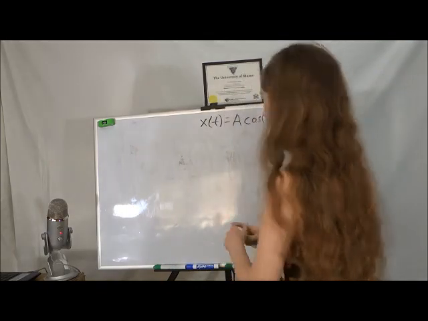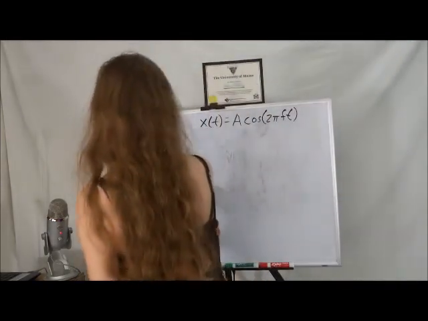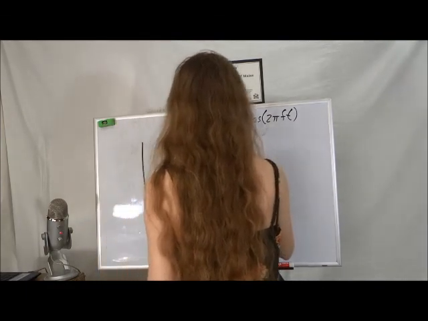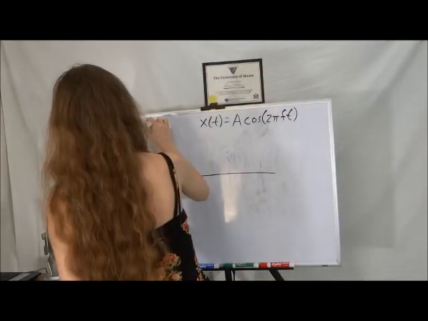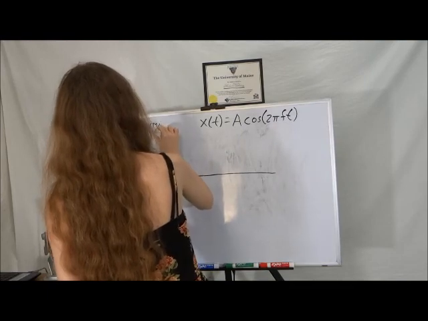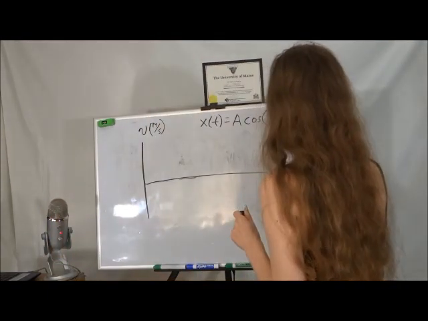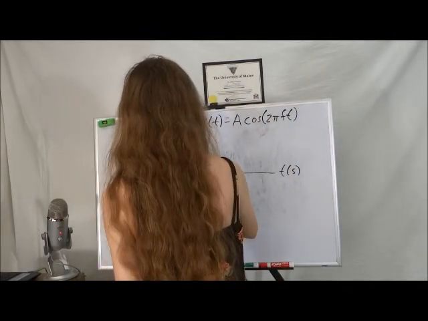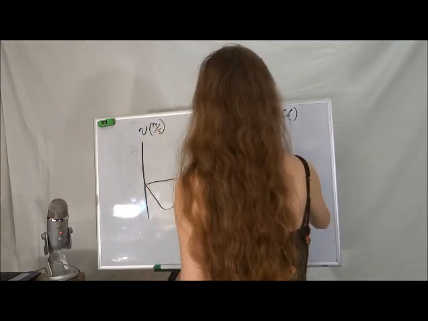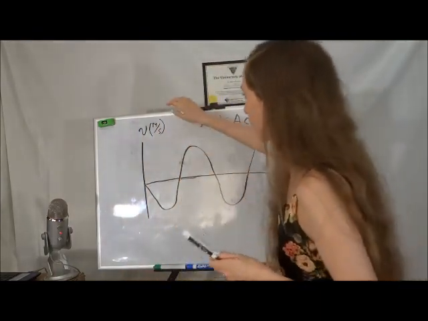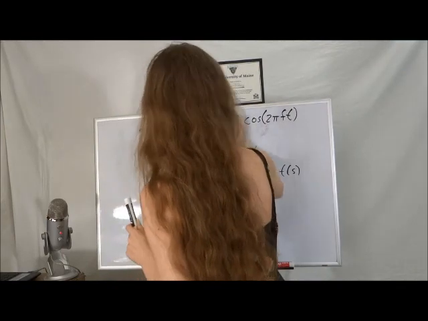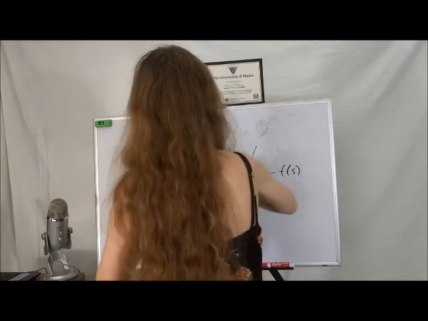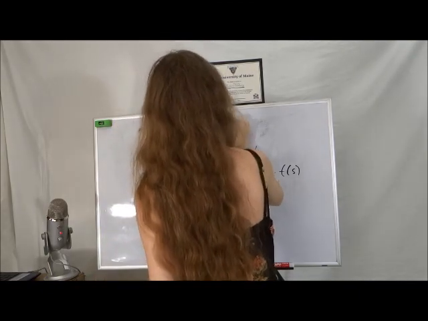So to sketch velocity versus time, our velocity is in units of meters per second. Time is in seconds. And we're just going to have an upside down sine graph. And when we go to the equation, it's going to be velocity as a function of time.